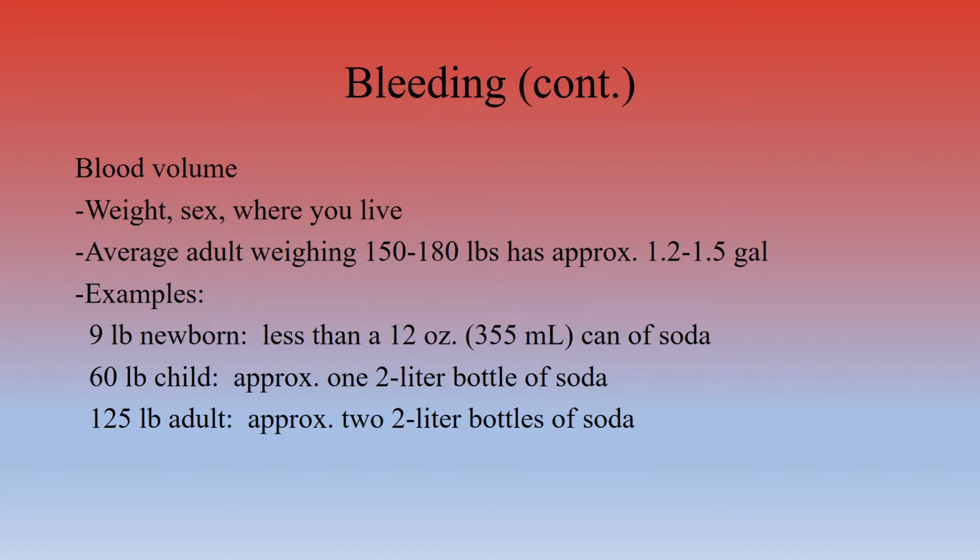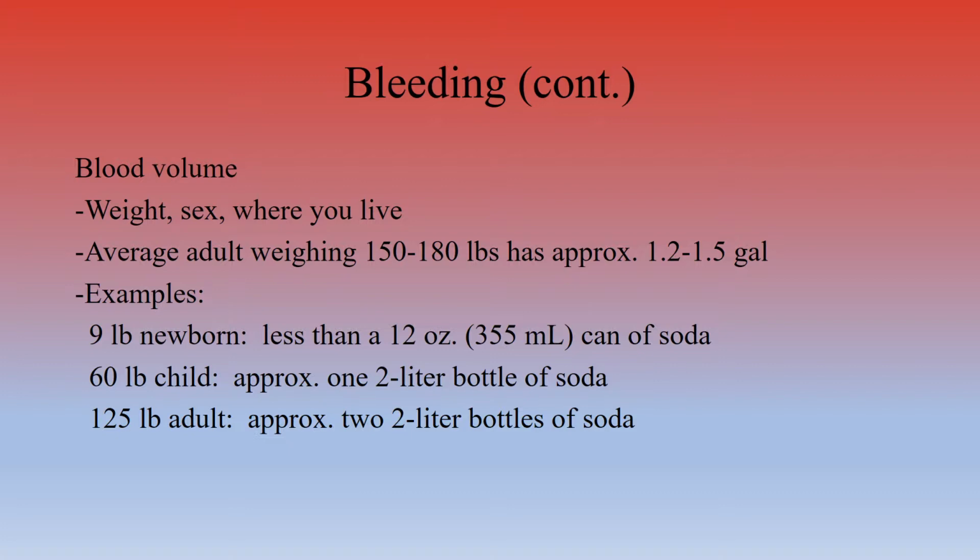So blood volume depends on your weight, sex, and where you live. Females tend to have less blood than males, and if you live at higher altitudes, you'll have more blood because there is less oxygen at higher altitudes. An average adult weighing about 150 to 180 pounds has approximately 1.2 to 1.5 gallons of blood.